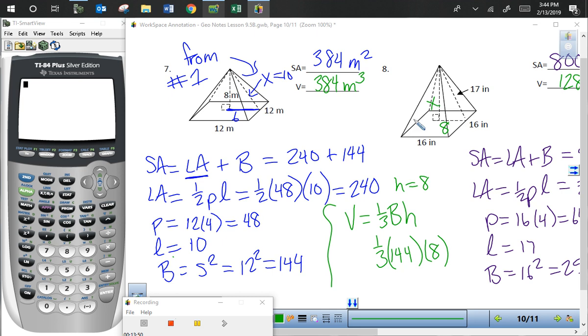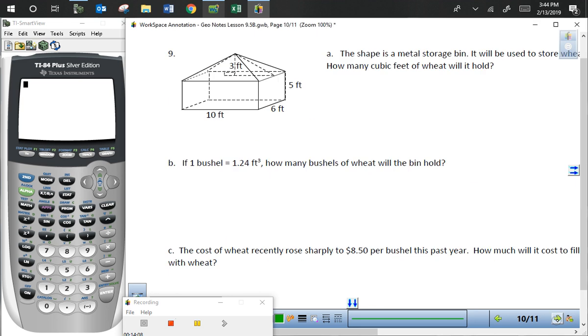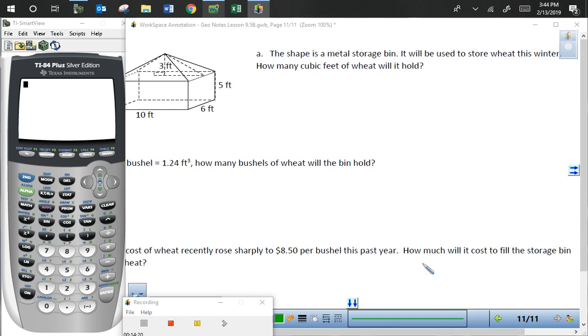Go ahead and flip it over to the back, and we've got a word problem dealing with this surface area and volume idea. We are told this shape here, this compound shape, is a metal storage bin, and it's going to be used to store wheat this winter. We want to know how many cubic feet of wheat it will hold. Now, cubic is going to scream volume to us, but also anytime it's talking about hold, that means inside, and that's going to indicate this is a volume problem.